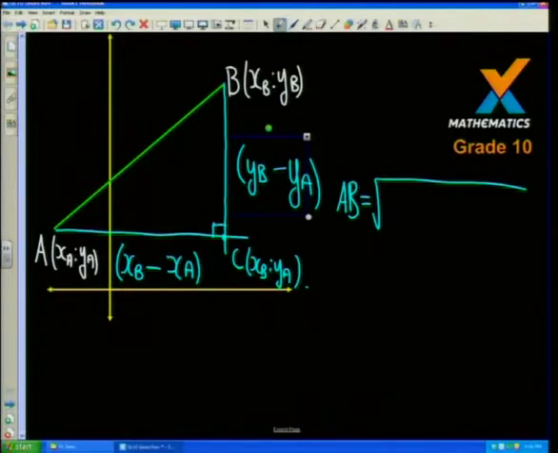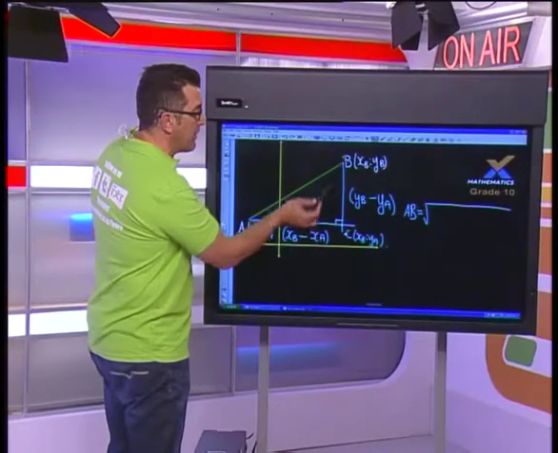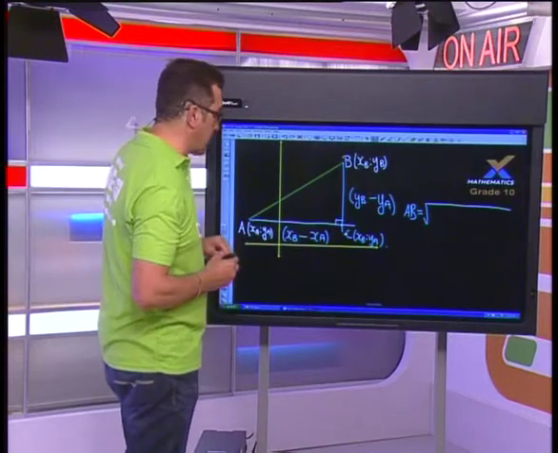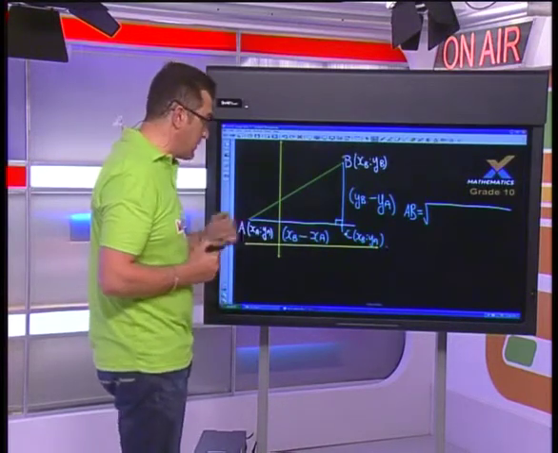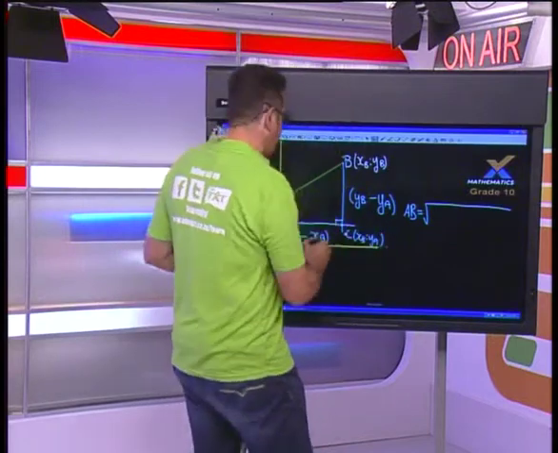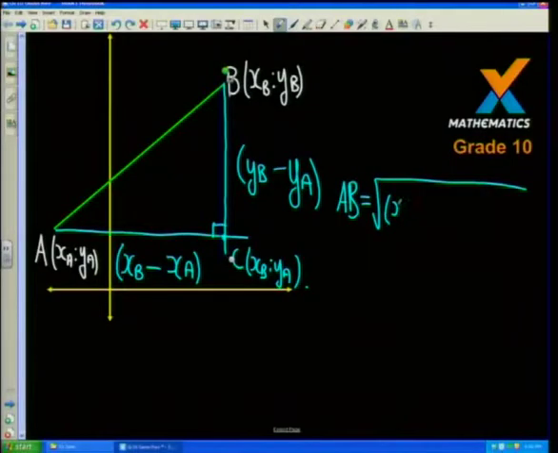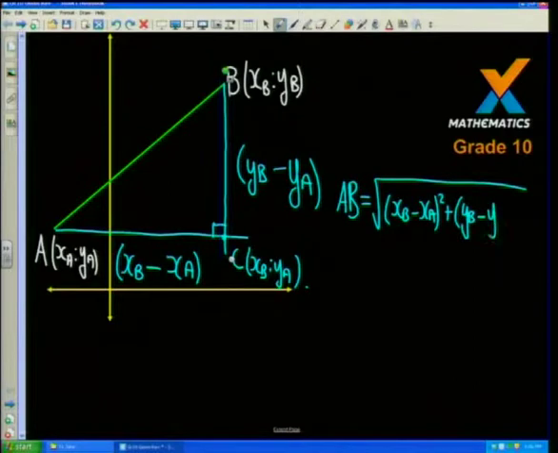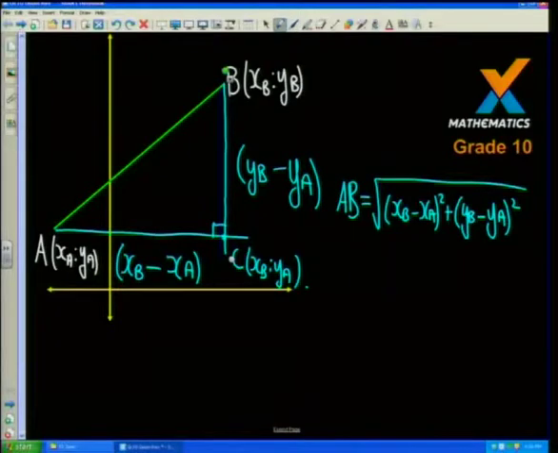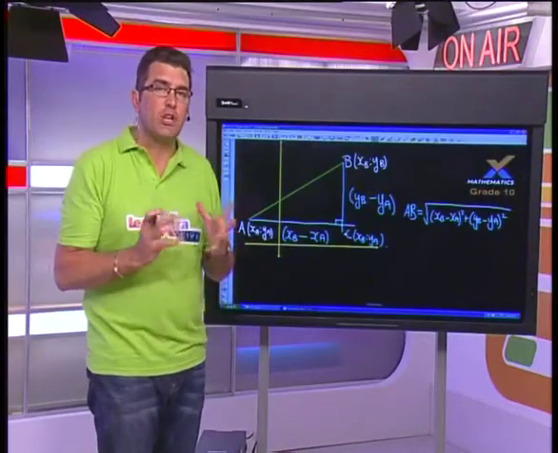I'm going to say it again. The length of the line AB by Pythagoras is the length of this side squared, AC squared, plus the length of BC squared, that vertical length. So immediately I've got those lengths, I'm going to put them in. The horizontal length for AC is XB minus XA all squared. And I add it to YB minus YA all squared. Okay, folks, that's all I need to do. It comes from good old Pythagoras, solid mathematics.